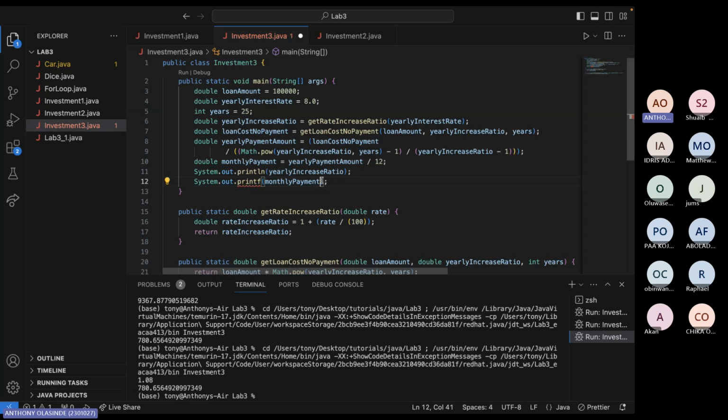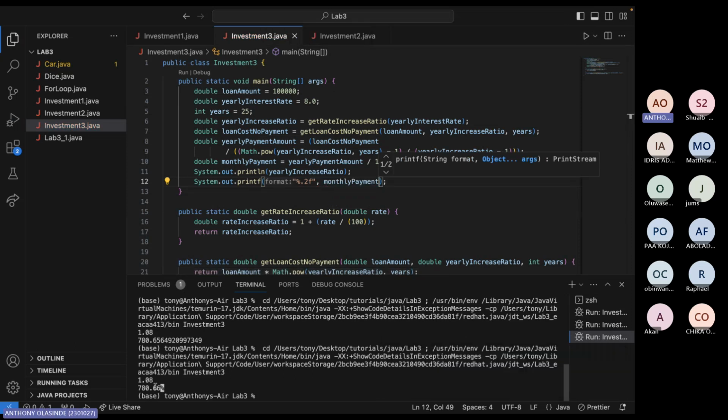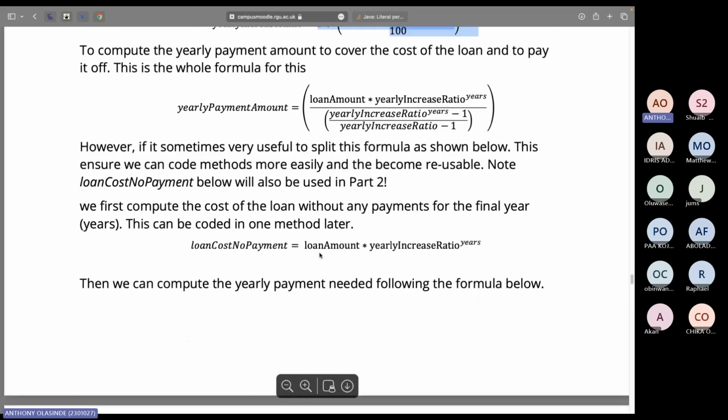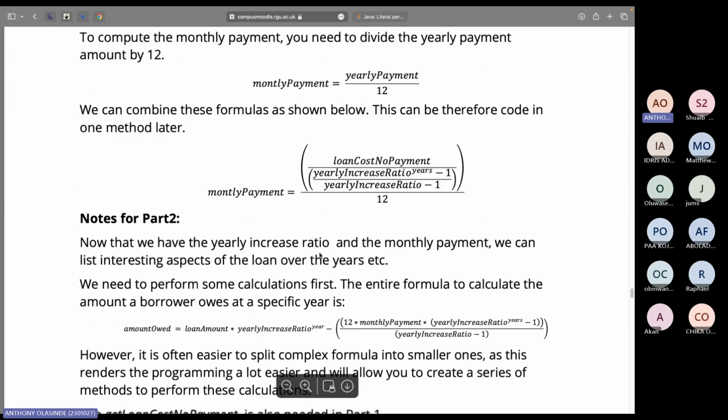F, comma, no, it has to be %.2f, then comma, monthly payments. So that you see that. Okay, so we're done with that part.